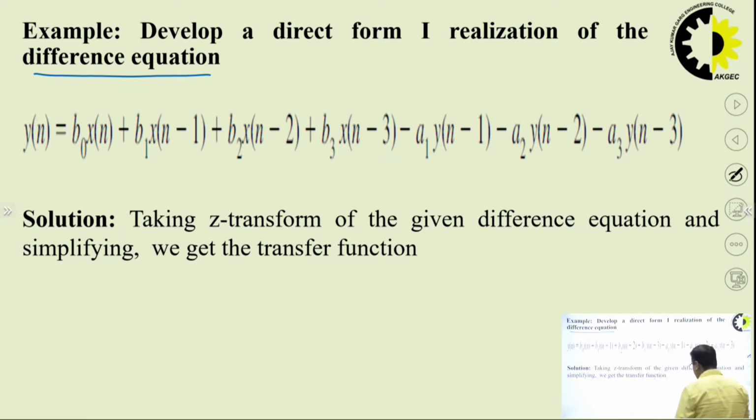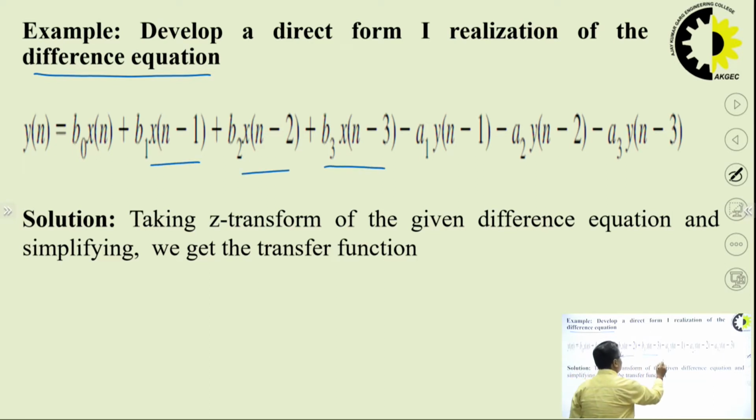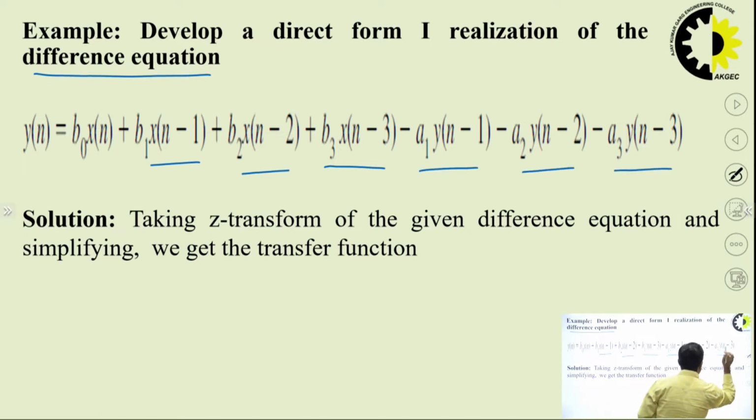In analog, we use the word differential equation, but here we are using difference equation, because we are taking all the signals in discrete form. So in discrete form, that differential equation becomes a difference equation. Here y of n is equal to b0 x of n plus b1 x of n minus 1 plus b2 x of n minus 2 plus b3 x of n minus 3 minus a1 y of n minus 1 minus a2 y of n minus 2 minus a3 y of n minus 3. Now you have to realize this using direct form 1.